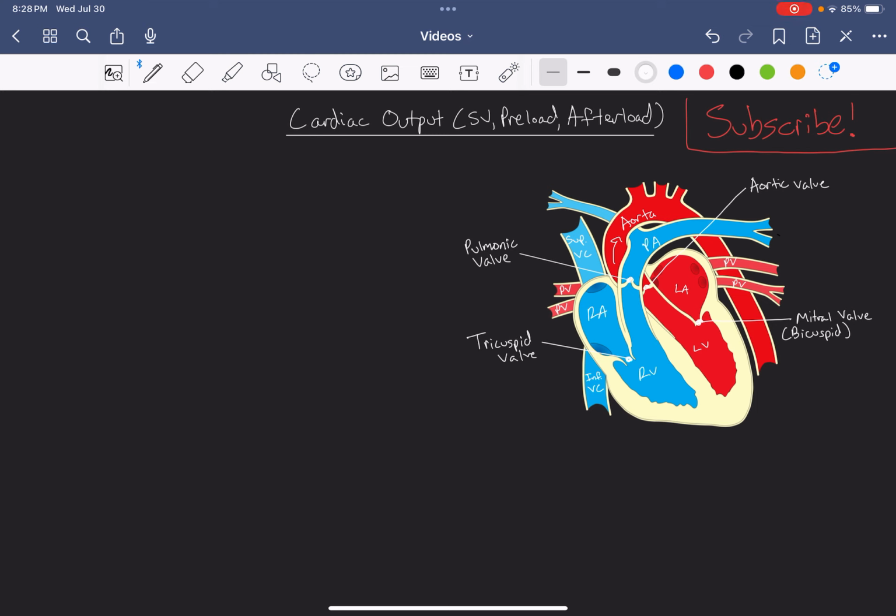Alright guys, welcome back. Today we'll cover cardiac output, some things that influence cardiac output, stroke volume, preload, and afterload. So we'll get right into it here. First thing we'll cover is what exactly is cardiac output.